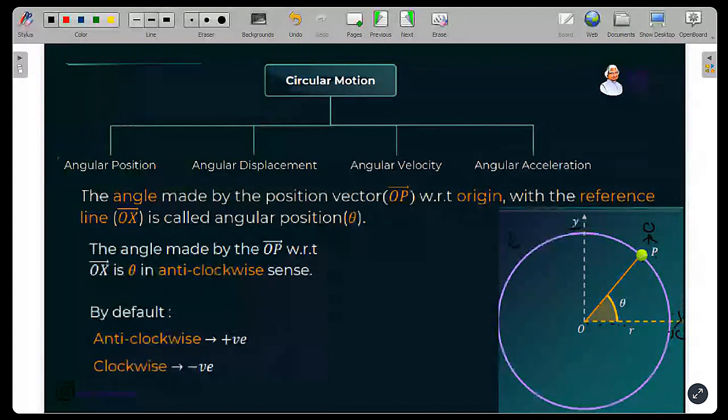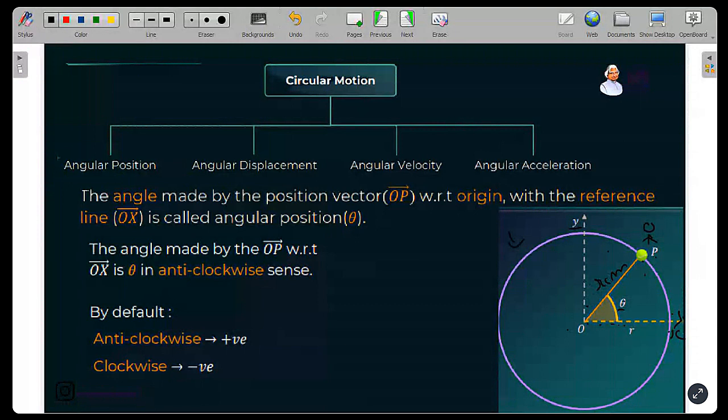This person, how will you define the position of this person? You can say that this person is r centimeters away. Okay, this is the radius. This line is the radius. Radius can be 2 centimeters, 3 centimeters. So the person is r centimeters away from the center point, such that it makes an angle theta with the reference line OX.